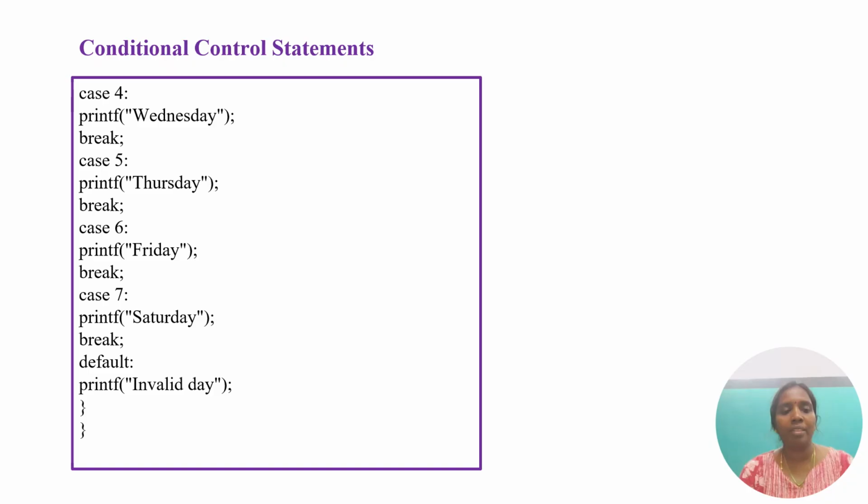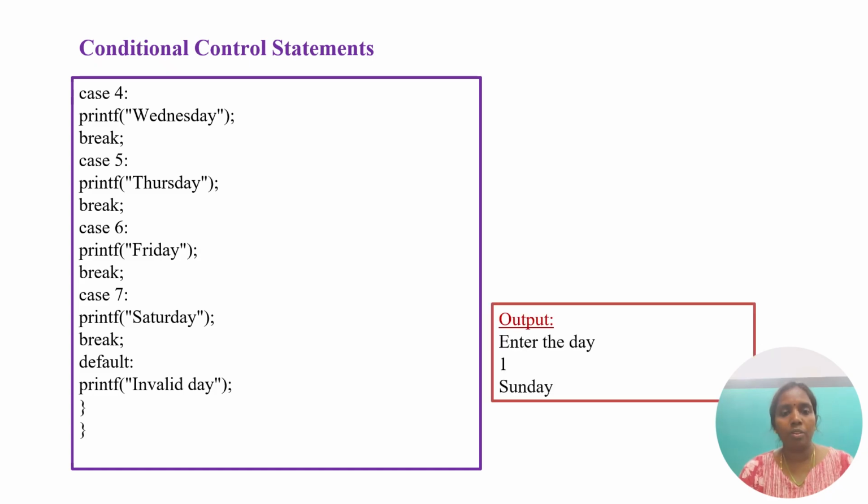Else if more than 7 is given as input, invalid day will be displayed. If we give the input as 5, the output will be Thursday. If we enter the day as 1, the output is Sunday. This is the best example for the switch case statement.